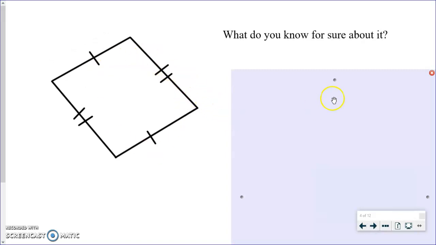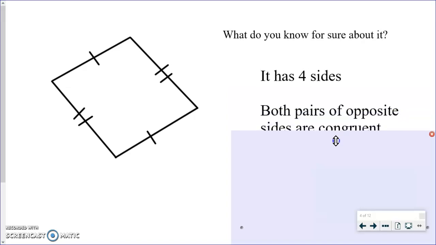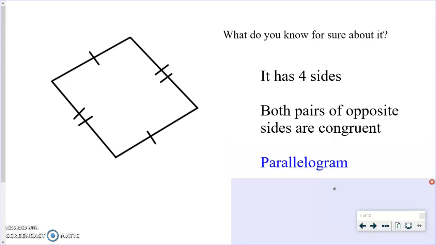All right, how about this one? Well, let's start off with the basics and work our way up. It has four sides, that's right. And these symbols here, those are congruence marks. Those are going to tell us that this side is congruent to that side, and this side is congruent to this opposite side. So both pairs of opposite sides are congruent, and that's all we know. It's got four sides and both pairs of opposite sides are congruent. So what would we call this one? That's right, a parallelogram.